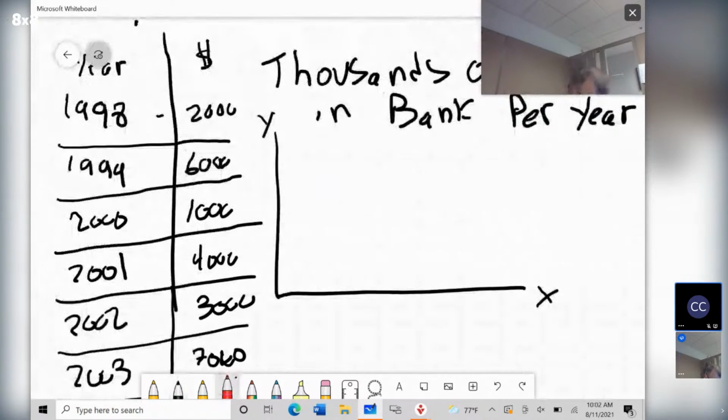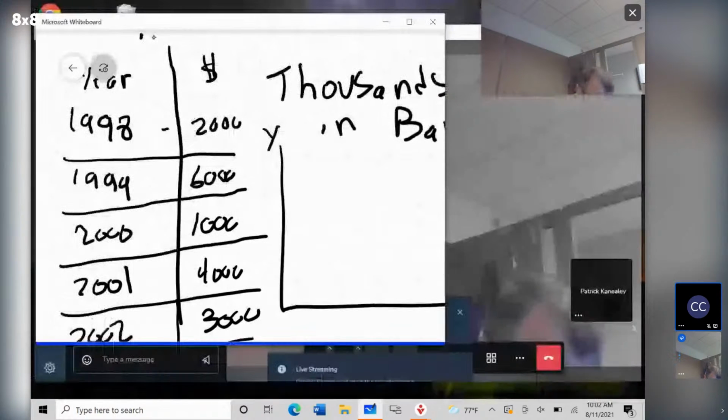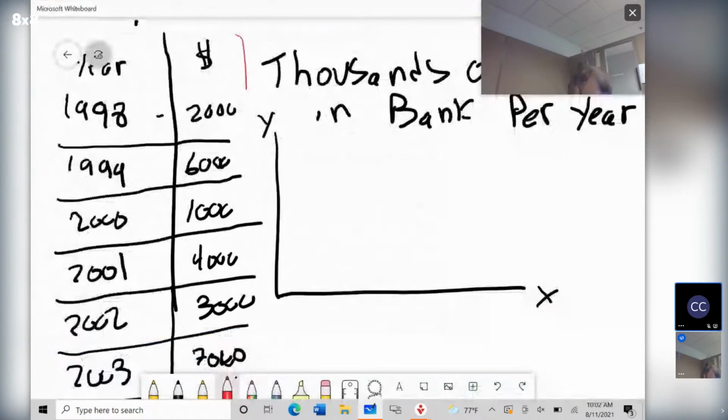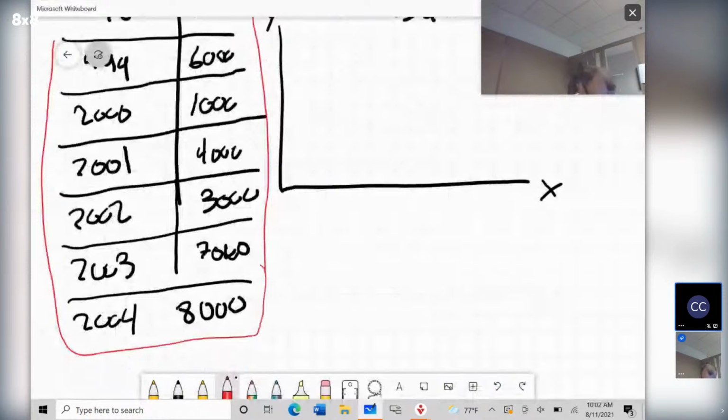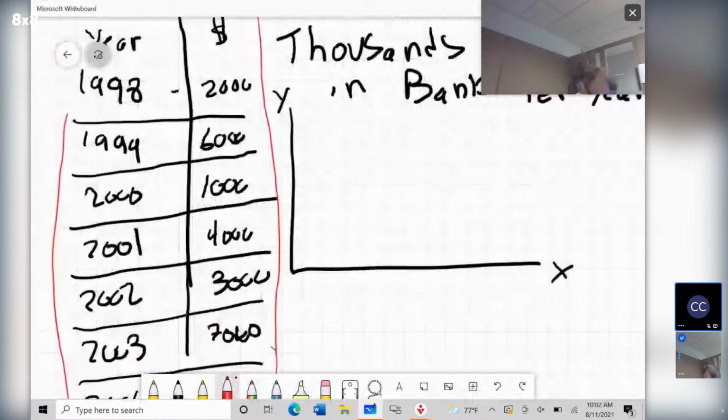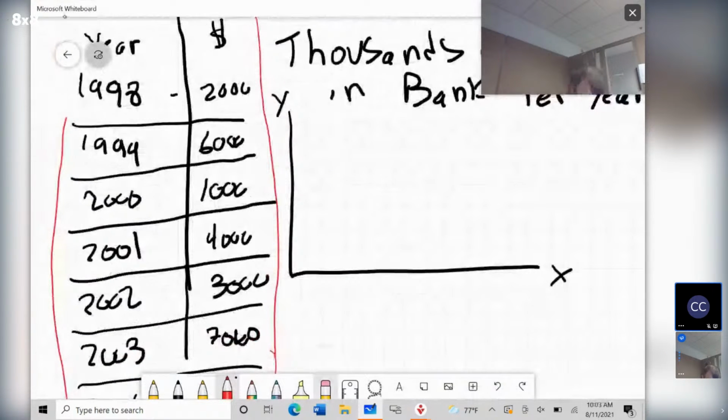Okay, so what we have to do, we have to put this information into a graph. So all this information, which I'm going to circle in red, is going to go into this graph over here. Okay, so I'm going to move this graph over just a bit so we have a little room to work.